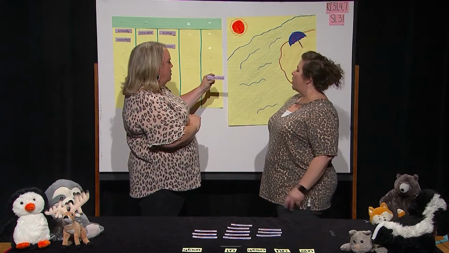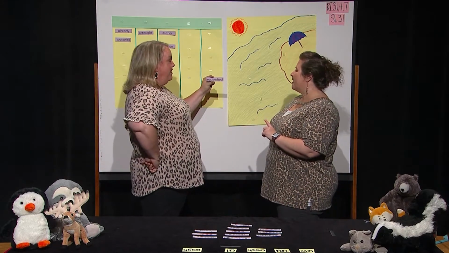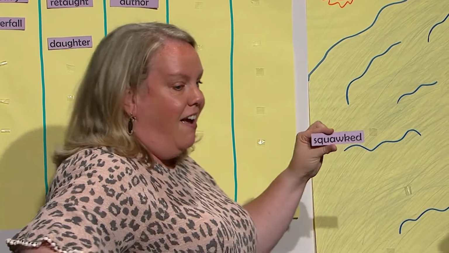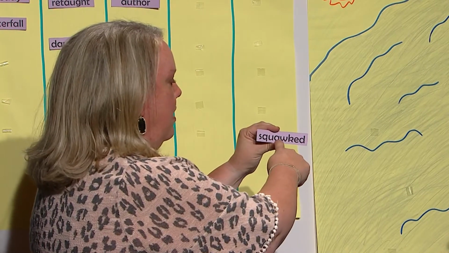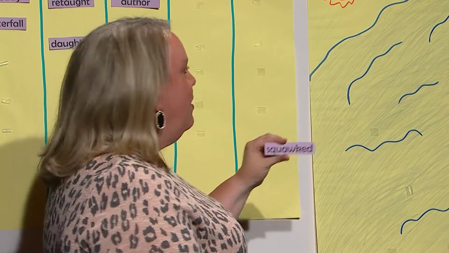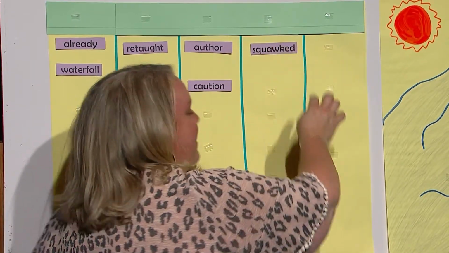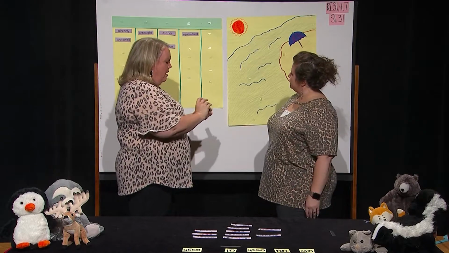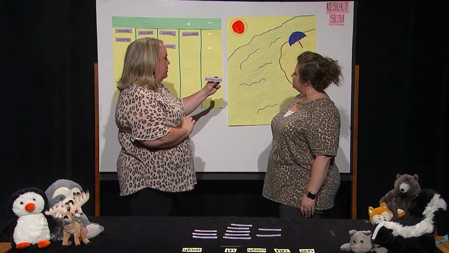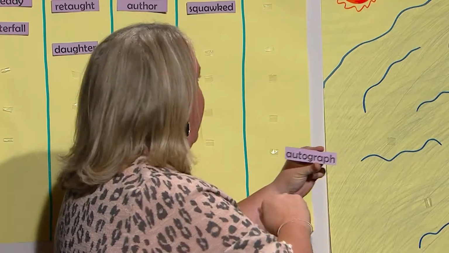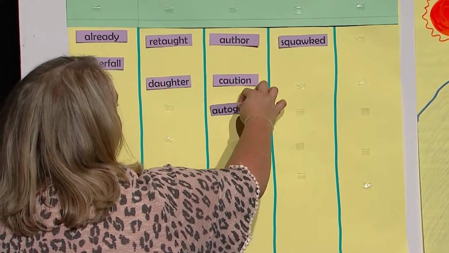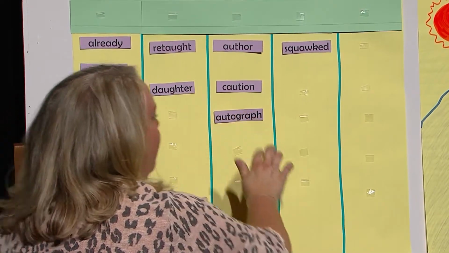Squawked. Now this is different. Look at there. We still have the aw sound, but this is AW. We have a new category. I concur. Autograph. Right there at the beginning. That's it. Perfect.